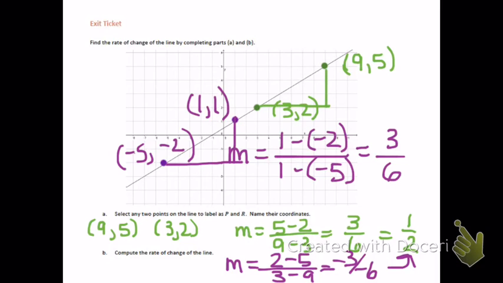Okay, but we know that this line had to have a positive slope, so if my calculation gave me a negative number, I know I need to go back to the drawing board and check it again. Okay, so there's the exit ticket corrected, and you should be good to go for the problem set.